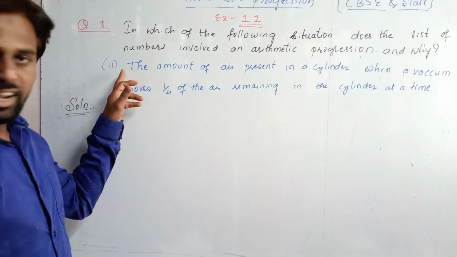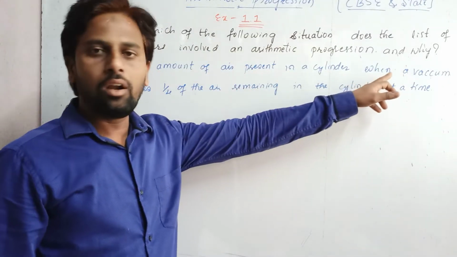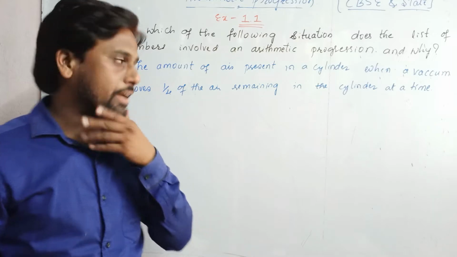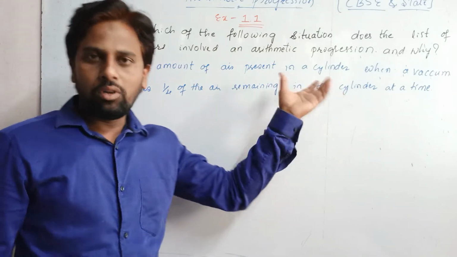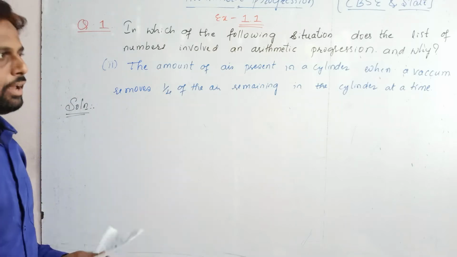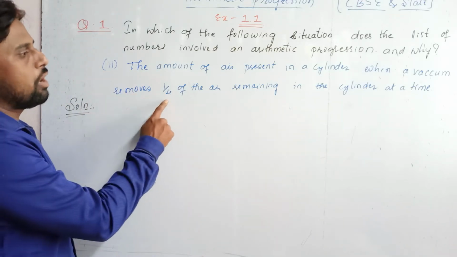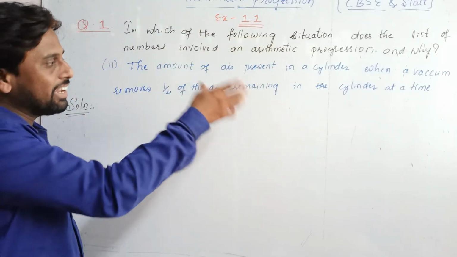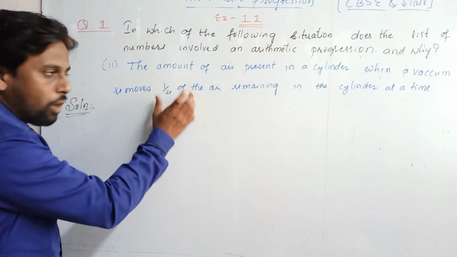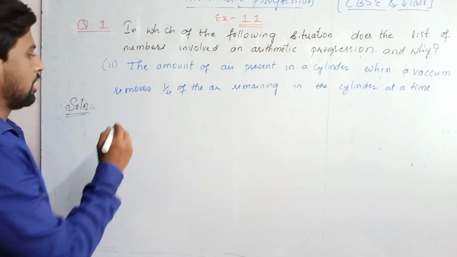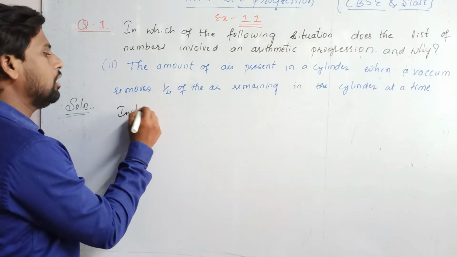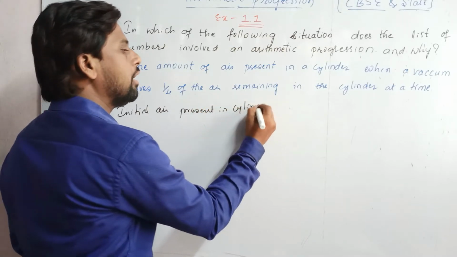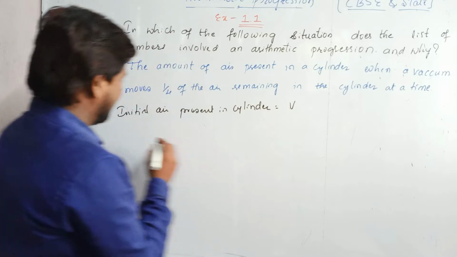Now the second situation: the amount of air present in a cylinder when a vacuum pump removes 1/4 of the air remaining in the cylinder at a time. Students, there is some amount of air present in the cylinder. Every time, the vacuum pump removes 1/4 of the air present inside the cylinder. Whatever remaining air is present inside the cylinder, it removes 1/4 of that.